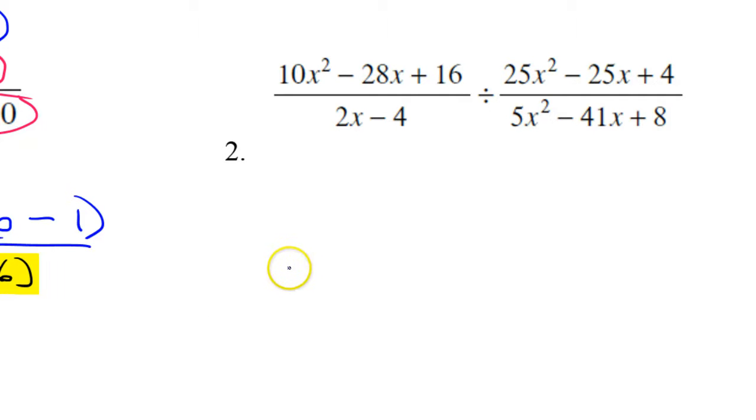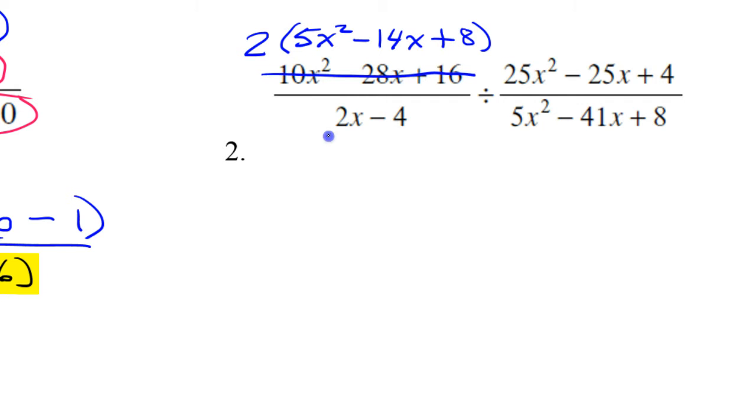In this problem, we are going to divide these two rational functions, simplify it down, and state any restrictions or excluded values. But the first thing we need to do is some factoring. I'm noticing a common factor here, so let's pull out the common factor of 2 before we get too far started. If I divide everything by 2, that'll be 5x squared minus 14x plus 8.